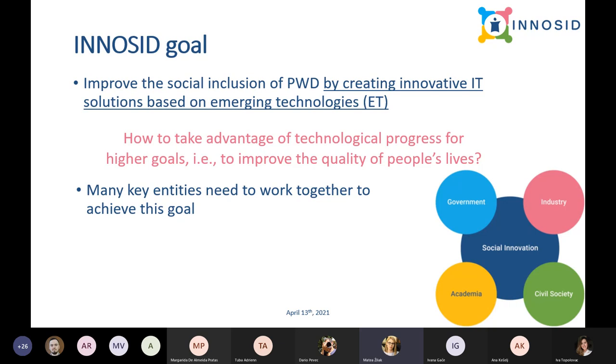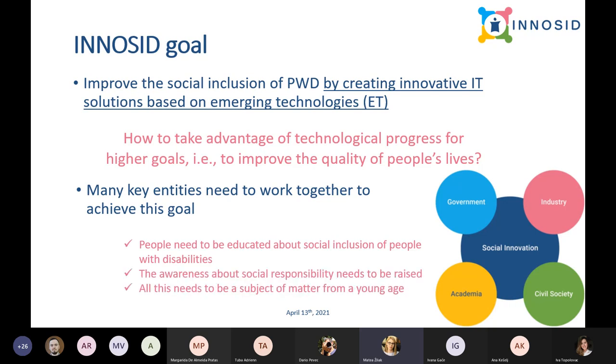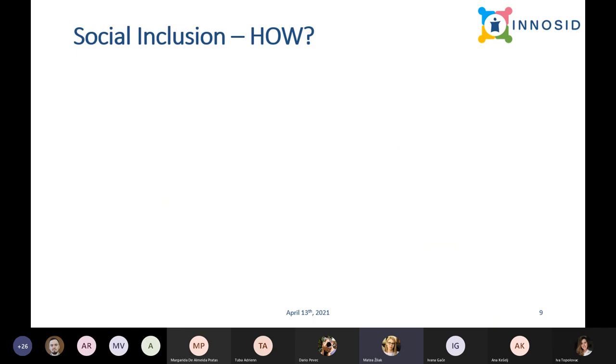Also, for this framework to work, people need to be educated about social inclusion, the awareness needs to be raised, and all this needs to be a subject of matter from a young age. Okay, so when we have these goals, we can continue to the how question. So how to reach those goals.